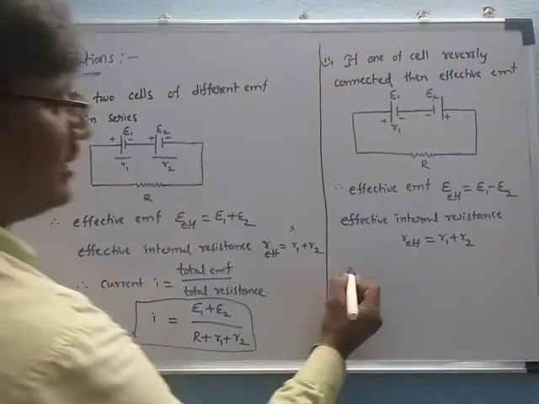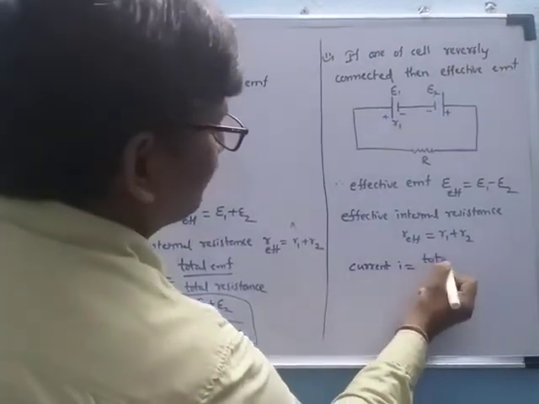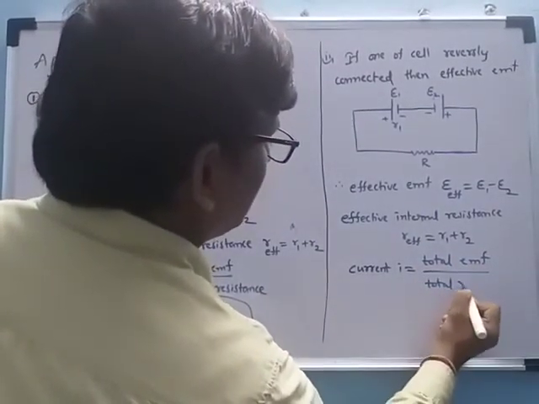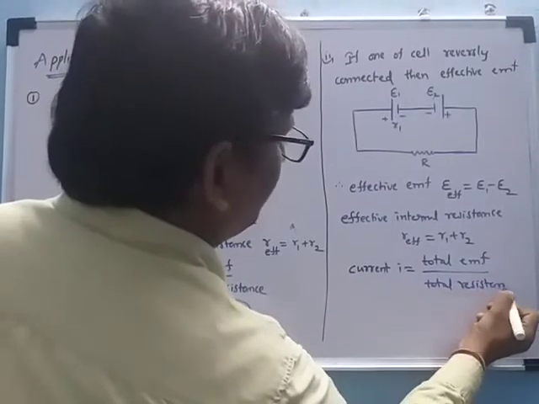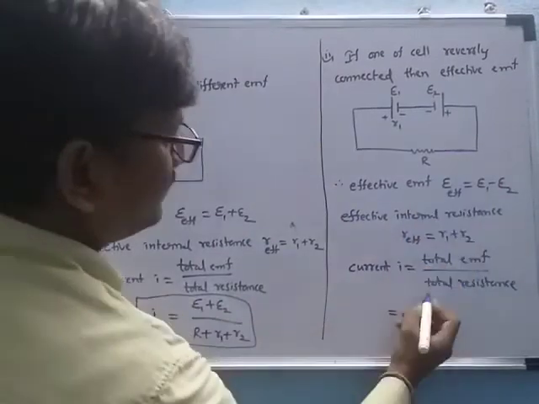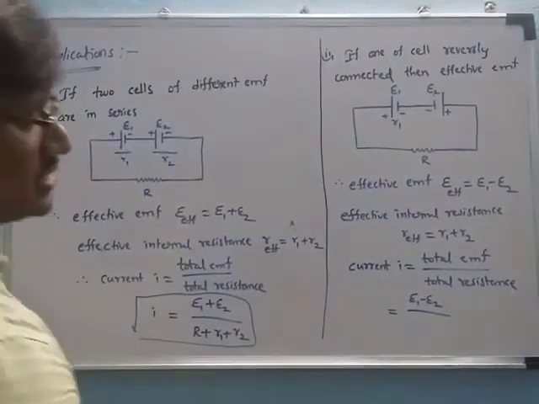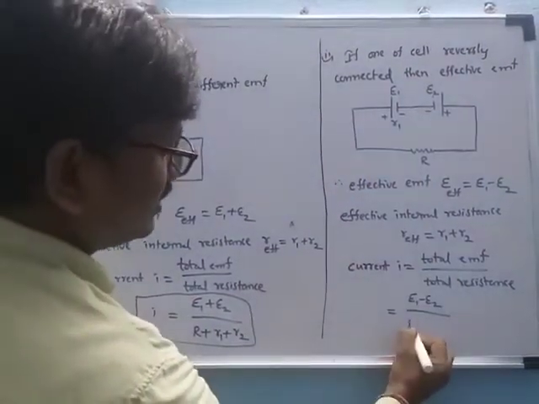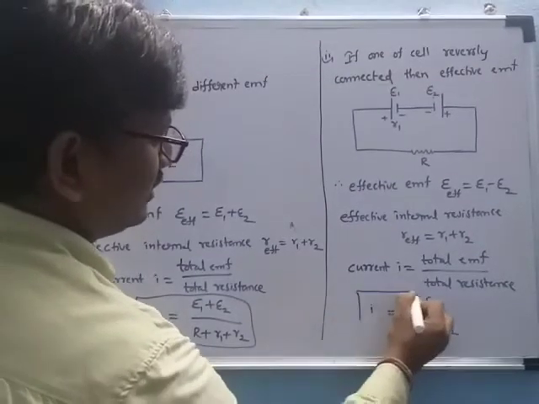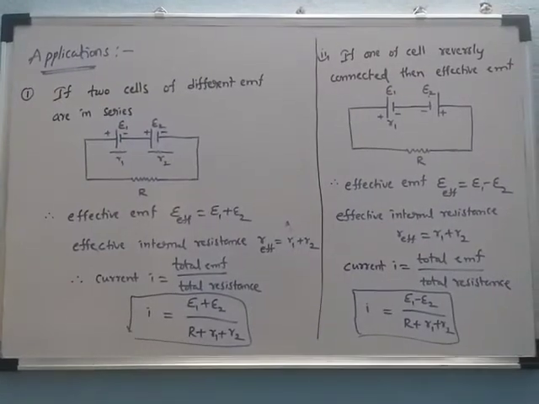Then the current in the circuit, I, is equal to total EMF by total resistance. The total EMF is E1 minus E2, and the total resistance is external resistance R plus r1 plus r2. This is the current in a circuit when one cell is reversely connected.